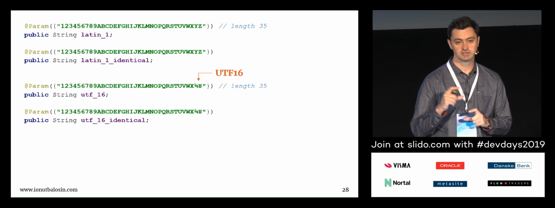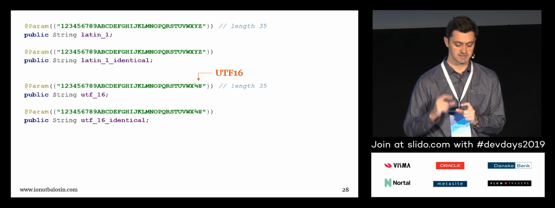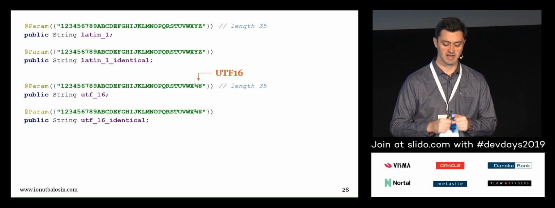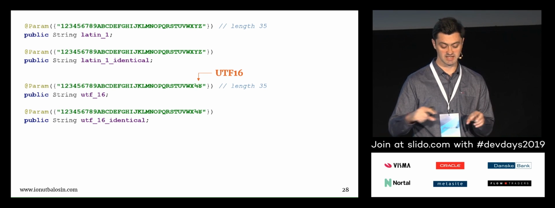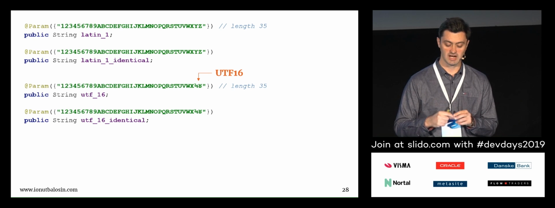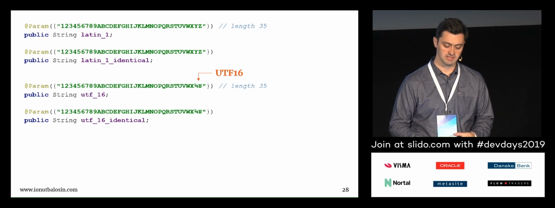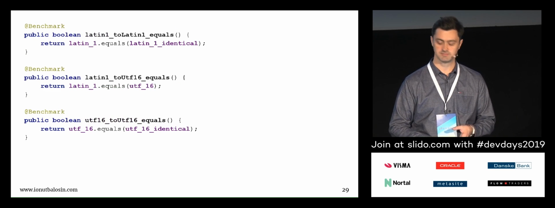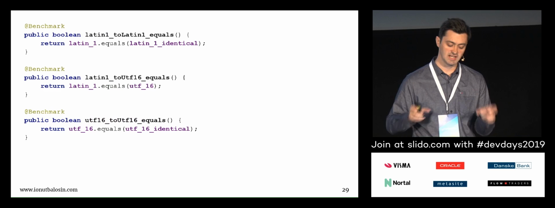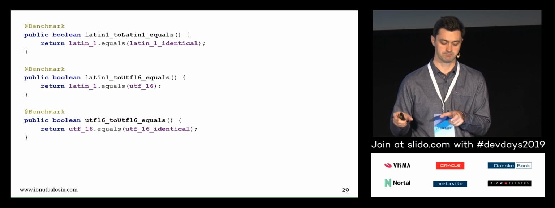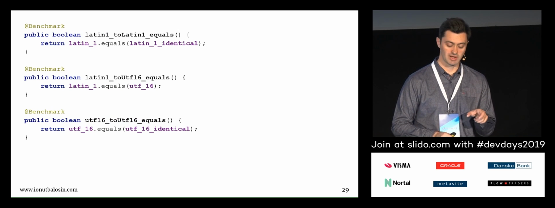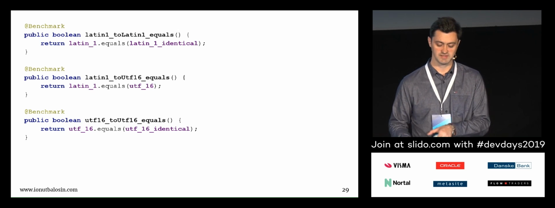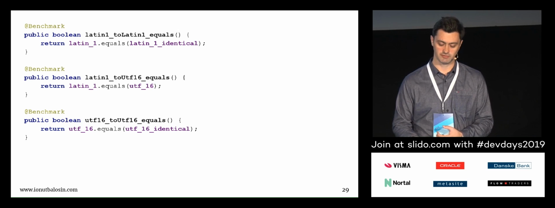This time I took two sets of strings. The first two are identical and they are Latin1 strings, and the third and the fourth are UTF-16. And in this test, I created 3 benchmark scenarios. The first one compares Latin1 to Latin1 strings. The second compares Latin1 against UTF-16, and the last one UTF-16 against UTF-16, because I was curious about the performance.